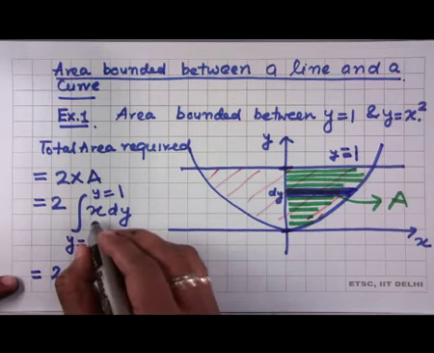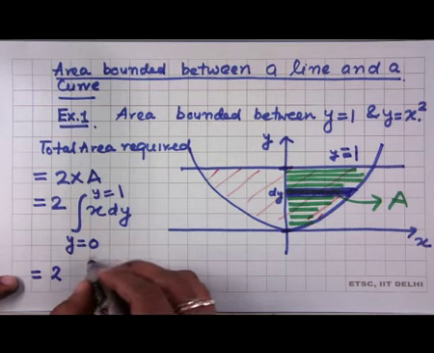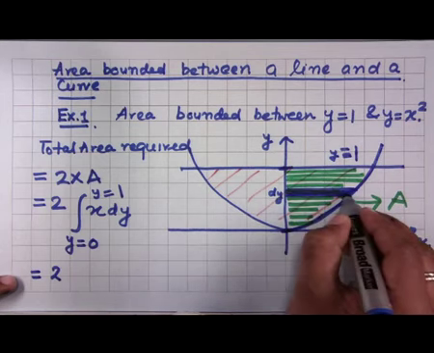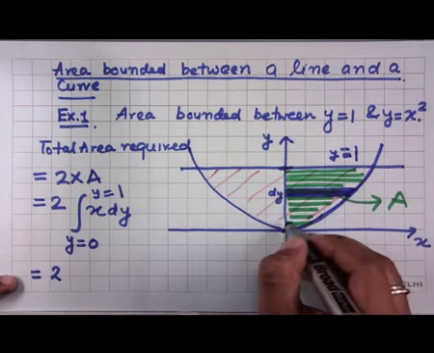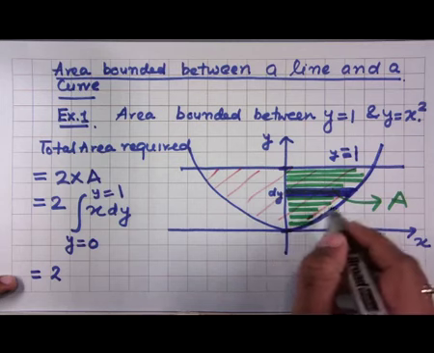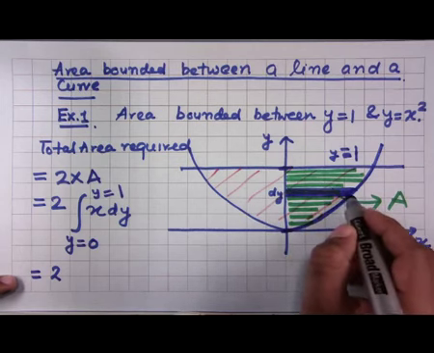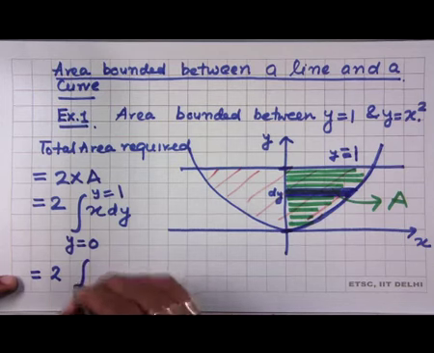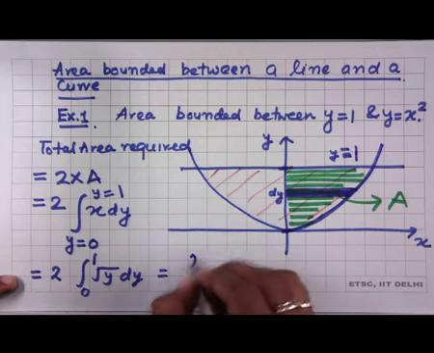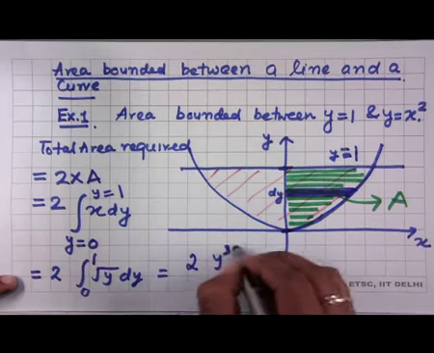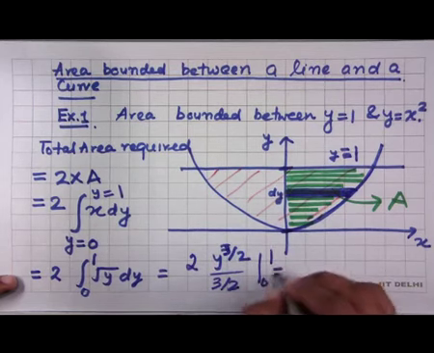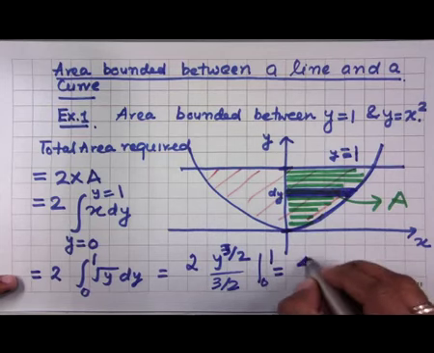Now, x is root y. So, the value of x is governed by the equation of the parabola, because the horizontal strip is ending at the parabola. So, the height of this strip is governed by the function value from the parabola. So, x is therefore root y. So, you get the integral from 0 to 1 of root y dy. So, 2 y to the power 3 by 2 by 3 by 2, from 0 to 1. So, you get 4 by 3.